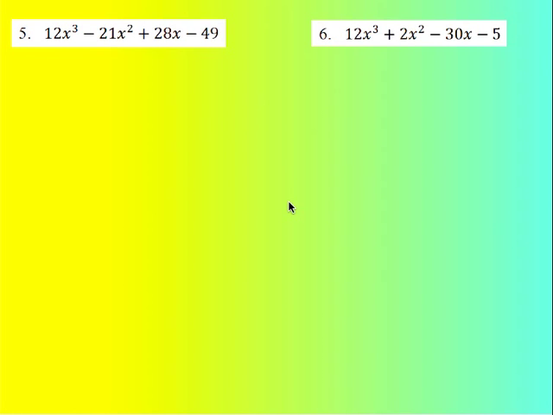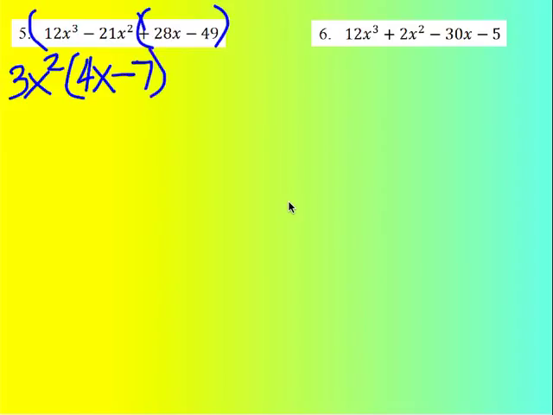So for number 5, 12x cubed minus 21x squared plus 28x minus 49, none of those have a greatest common factor, so I can just jump right into factoring by grouping. Between 12 and 21, I can take out a 3, and I can take out an x squared. So I'm dividing each term by 3x squared. So 12 divided by 3 is 4. X cubed divided by x squared is just x. Negative 21 divided by 3 is 7, and x squared over x squared is going to cancel out.